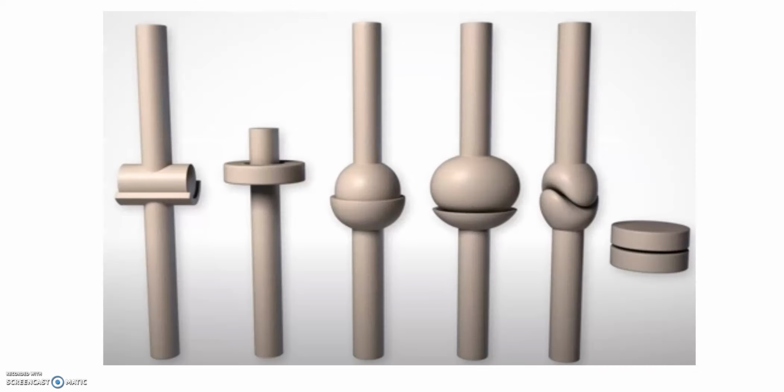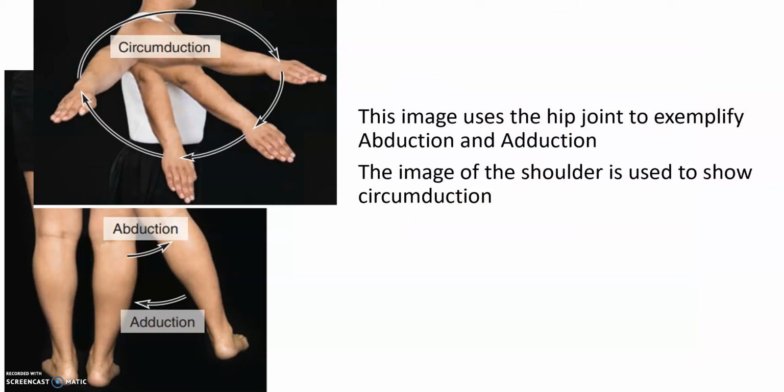There are six major joints: hinge, pivot, ball and socket, ellipsoid, and plane. Ball and socket is one of the most interesting as it moves along many axes and planes. As you can see in this example, the top image shows circumduction and the bottom image shows abduction and adduction. Abduction is movement away from a midline and adduction is movement towards a midline. Circumduction is seen as a combination of the two as it allows for circular motion in many axes and planes.